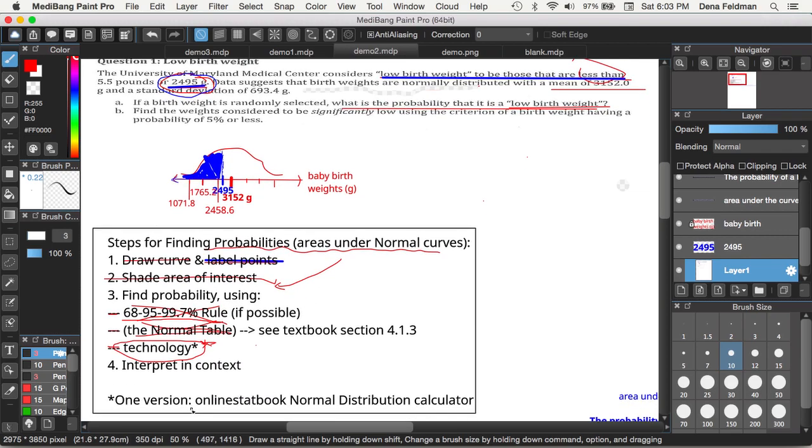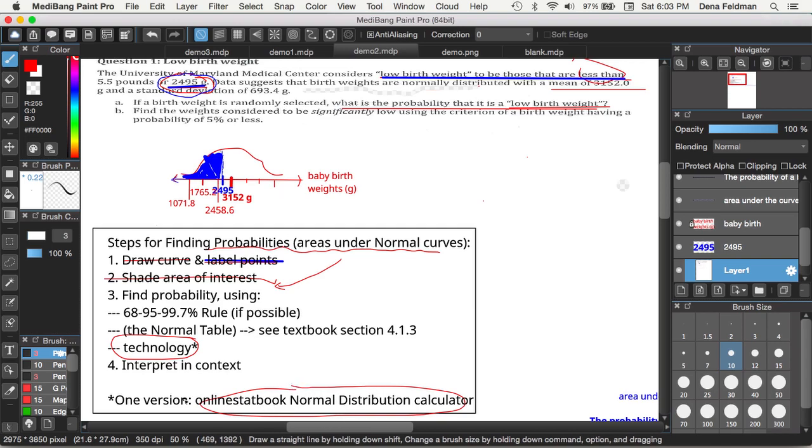But I'm going to show you one of my favorite tools, which is called the normal distribution calculator, that's made by Online Statbook. Why is it one of my favorite? It's because it comes with the ability to visualize this same picture that I'm using here, visualize the distribution, the data model. So to access this website, again, we're trying to find the probability using technology. I'm going to show you how to find it using the Online Statbook.